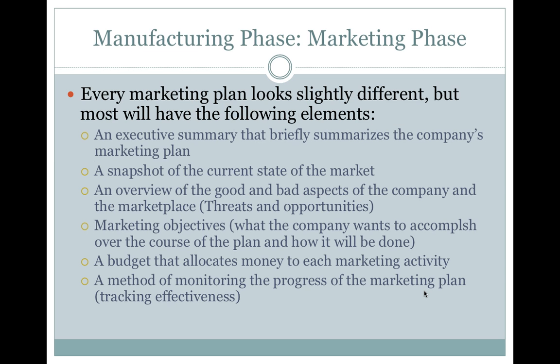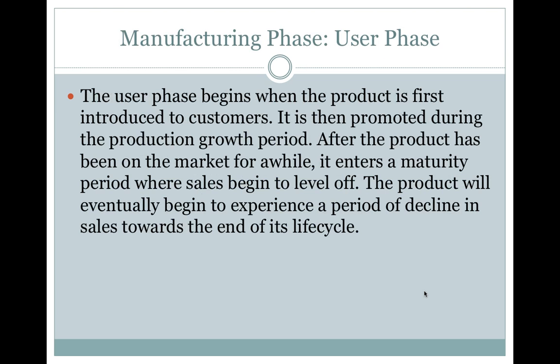Every marketing plan looks slightly different, but most will have the following elements: an executive summary that briefly summarizes the company's marketing plan, a snapshot of the current state of the market, an overview of the good and bad aspects of the company and the marketplace, marketing objectives, what the company wants to accomplish over the course of the plan and how it will be done, a budget that allocates money to each marketing activity, and a method of monitoring the progress of the marketing plan.